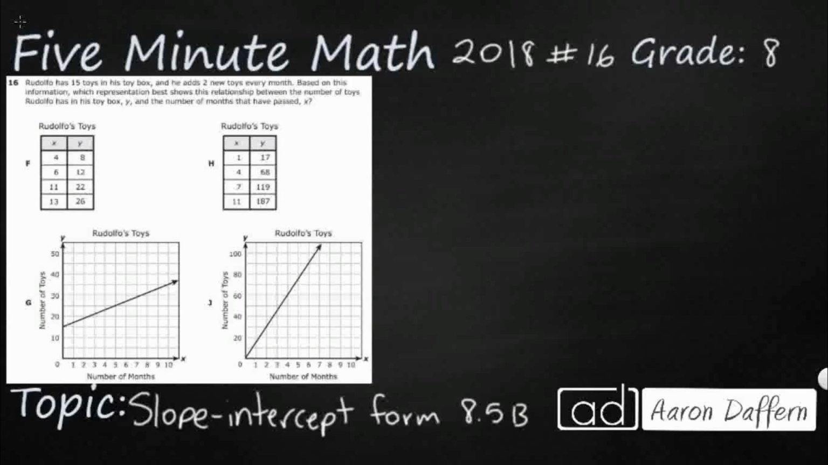Today we are looking at the 8th grade concept of slope-intercept form. This is standard 8.5b in the great state of Texas, and we are using item number 16 off the 2018 released STAAR test. If you have not done so already, please go ahead and take a moment to pause the video, work this problem out on your own, unpause it, and we will look at our answers together.